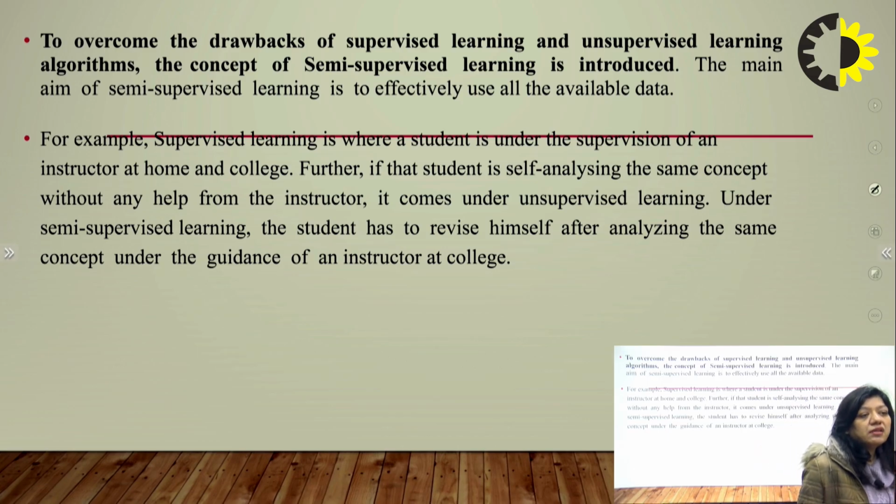For example, supervised learning is where a student is under the supervision of an instructor at home and college. Further, when that student is self-analyzing the same concept without any help from the instructor, it comes under unsupervised learning. Under semi-supervised learning, the student has to revise himself after analyzing the concept under the guidance of an instructor at college. So, this is the concept of semi-supervised machine learning.